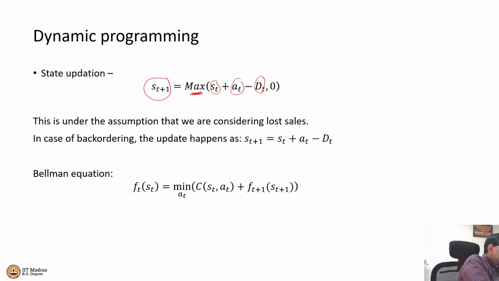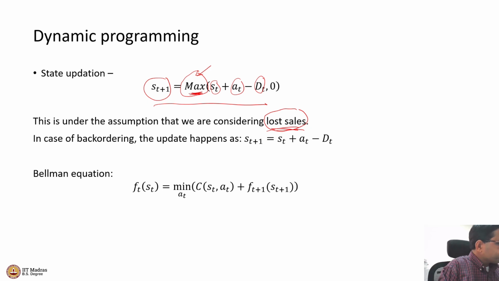What is this max now? The max is there because if we are considering lost sales, we will have to consider this max function. Right now, we have decided that we are going to meet the demand for sure. There are no lost sales, there are no shortages. Therefore, this max function need not be used. So why have I kept this equation here? I have kept the max function here because this is the same equation that I am going to use when I talk about the stochastic dynamic inventory optimization case.